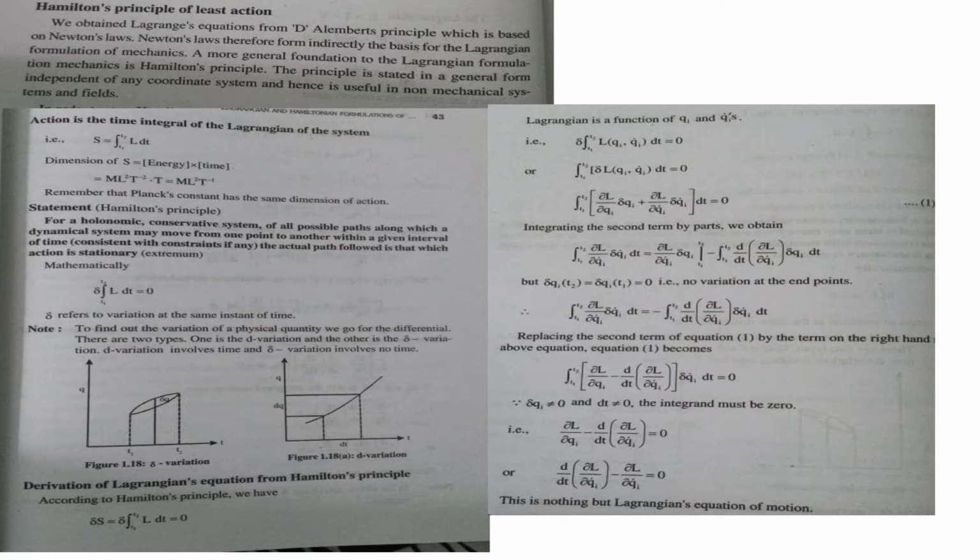What is this delta? Delta refers to variation at the same instant of time. Here we have to explain the two types of variation. One is called delta variation and another one is called d variation. What is delta variation? You can see here the two types of variation.